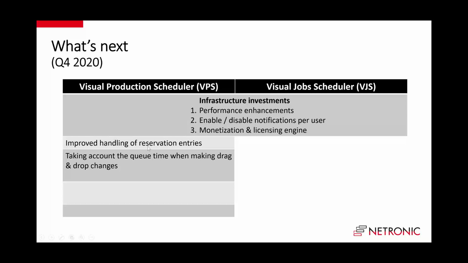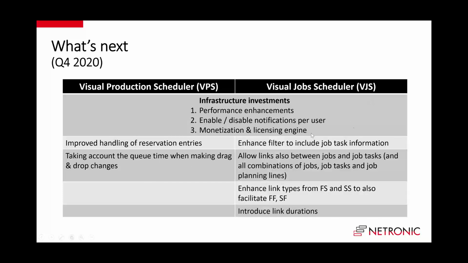And what we do with the visual production scheduler, we have the queue time that you can define on the machine centers, that we take this into account when you make drag and drop changes. This is actually a request that we have from a couple of customers. With the visual job scheduler, we, on the one hand, will enhance the view filter to include job task information, and then we will spend a lot of time working on the links.